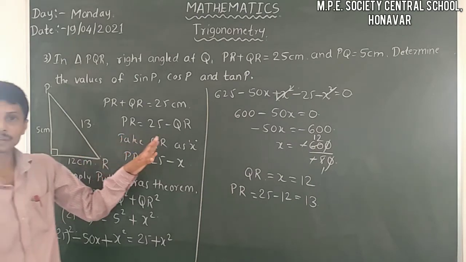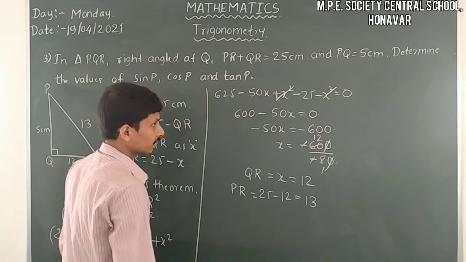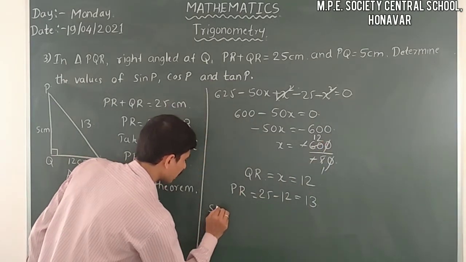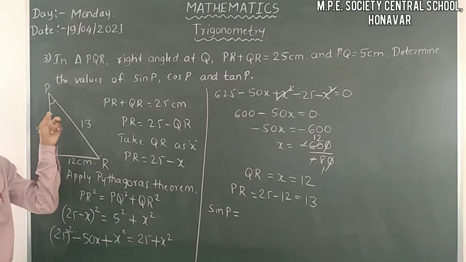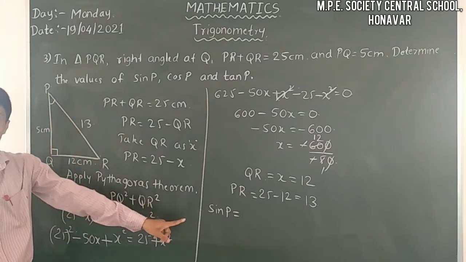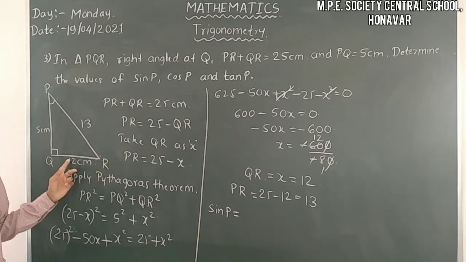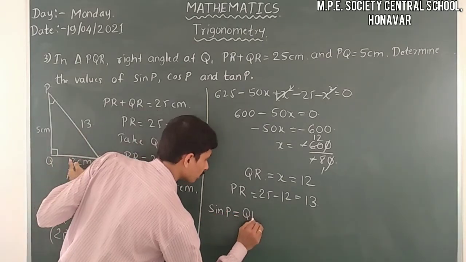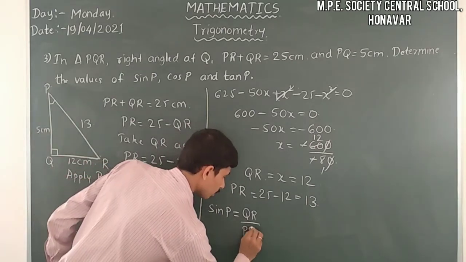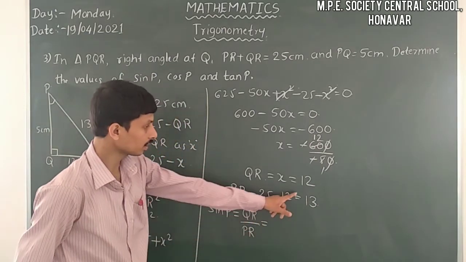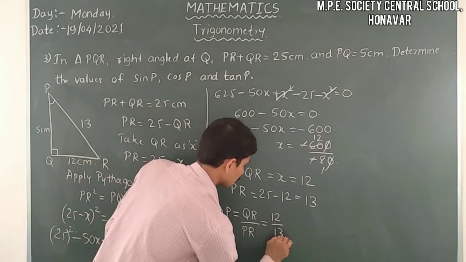So then we have to find out the value of sin P, cos P as well as tan P. Here I will find sin P first. Angle P is here. Sin is nothing but opposite side by hypotenuse. The opposite side is QR, divided by the hypotenuse, which is PR. What is the value of QR here? It is 12, and PR is 30.